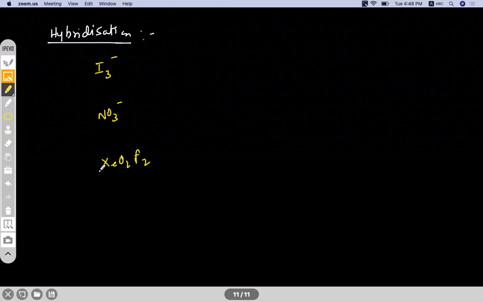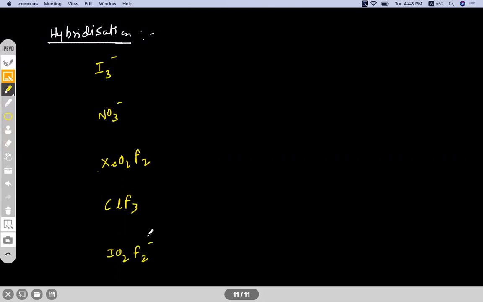Find out the hybridization of I3 minus, NO3 minus, XeO2F2, ClF3 also you can write, IO2F2 minus. Try all these. Tell me the hybridization and geometry.